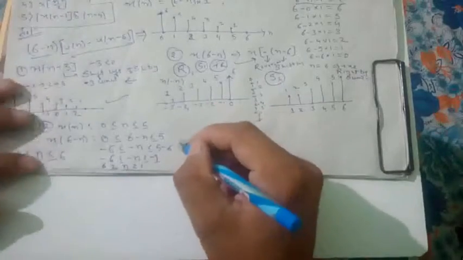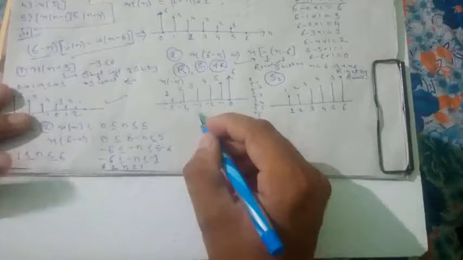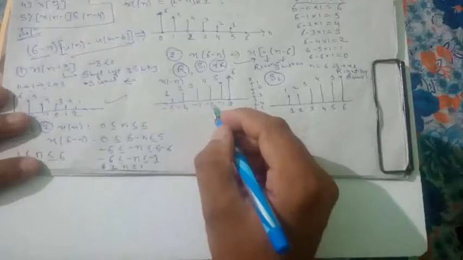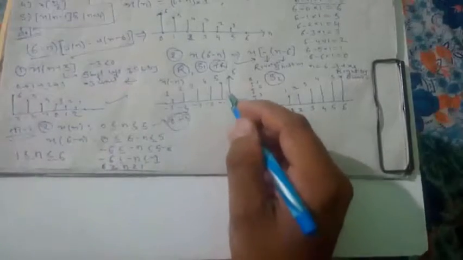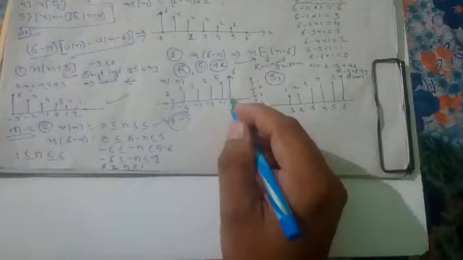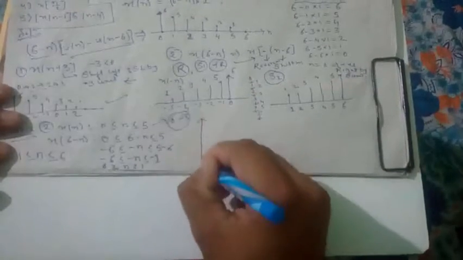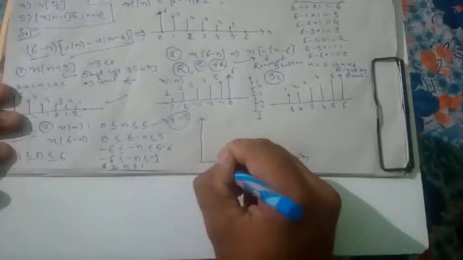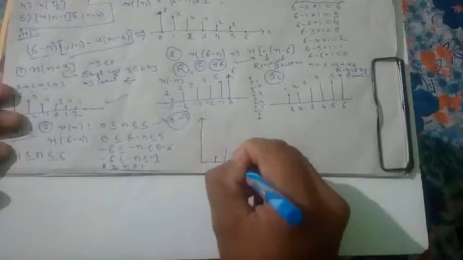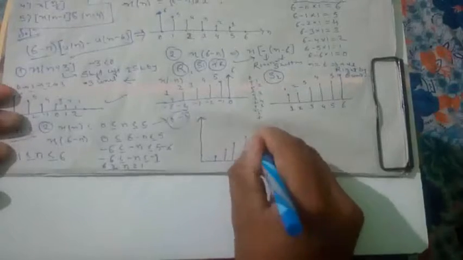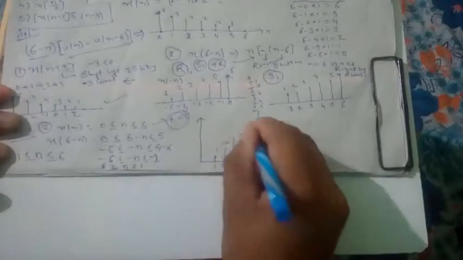From this question, what we have concluded is that the range of the original is 0 to 5, but this range is from 1 to 6. This will be from 1 to 6 only. So 1 to 6 means 1, 2, 3, 4, 5, 6, 5, 4, 3, 2, 1. That is 1, 2, 3, 4, 5, 6.